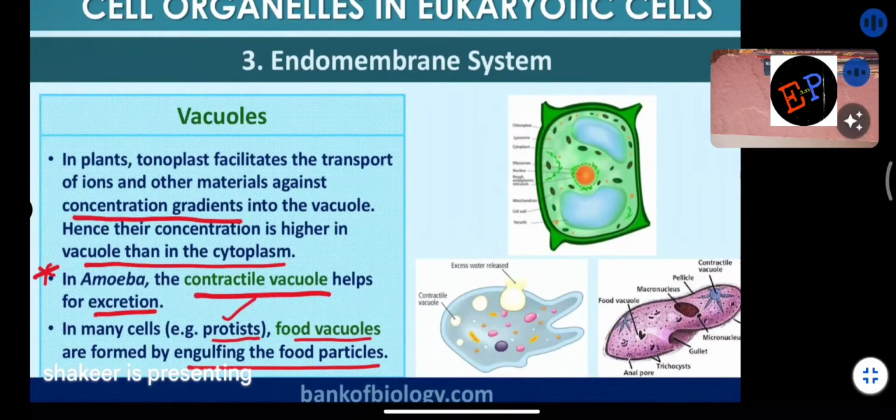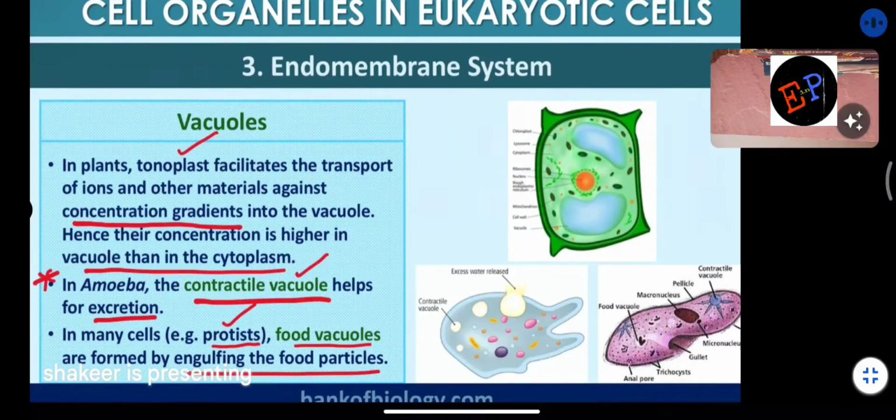In amoeba, what kind of vacuole do we see? Contractile vacuole. And the tonoplast transports materials from which gradient to which gradient? Lower gradient to higher gradient. Against the concentration gradient or towards the concentration gradient?